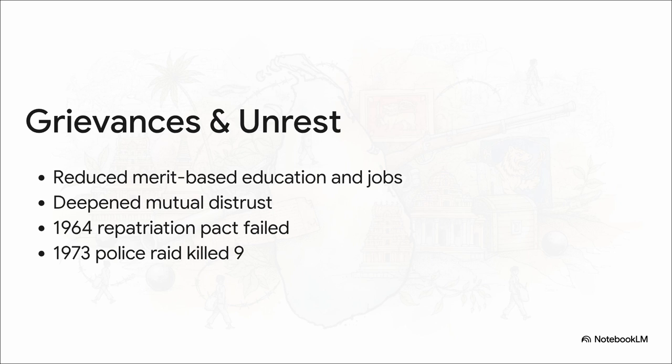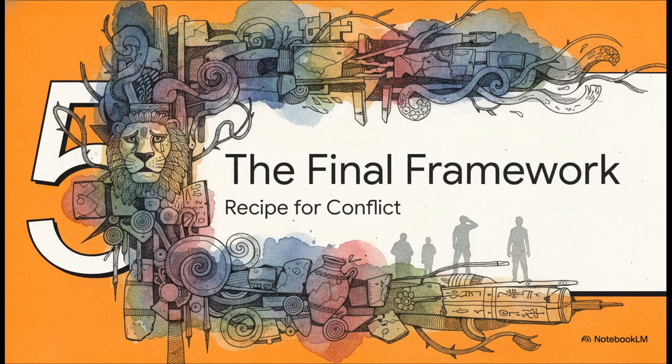And then we hit the absolute breaking point. In 1973, police violently broke into the World Tamil Conference in Jaffna. 9 people were killed, over 50 were injured, and there was widespread looting of Tamil heritage and property. This single event acted as a catastrophic catalyst for the conflict. Which leads us to Part 5.